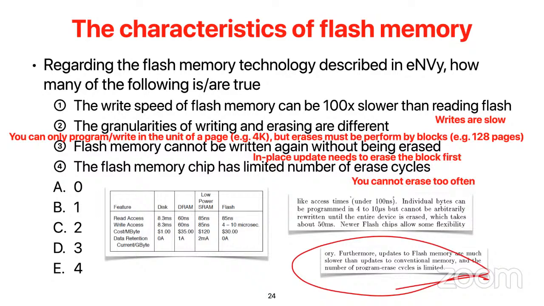Writing is a lot slower than reading, and writing and erasing are different, and you cannot erase it too many times. In fact, you will know later how few the number of times you can erase. But for now, every one of the four statements is correct.